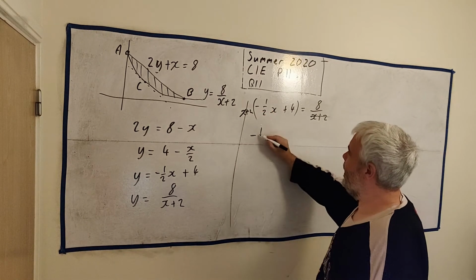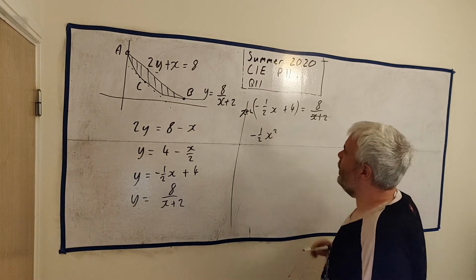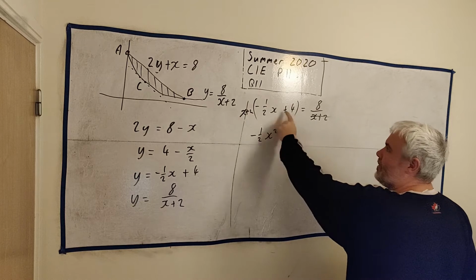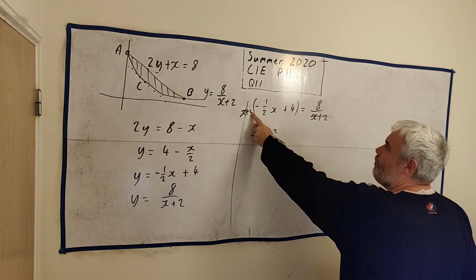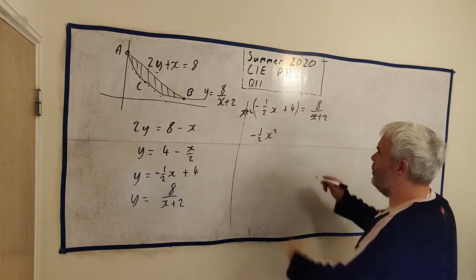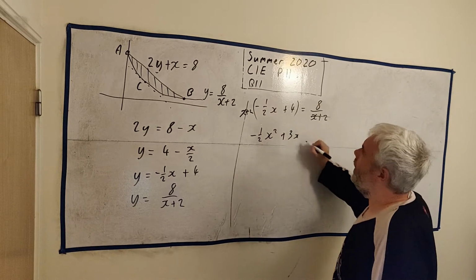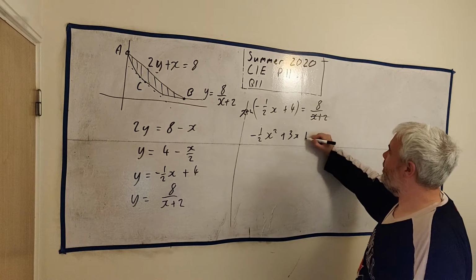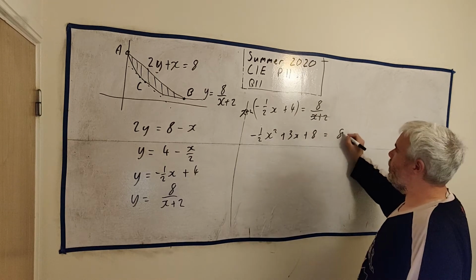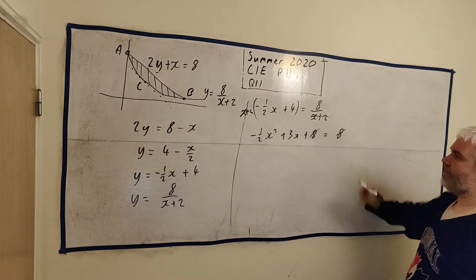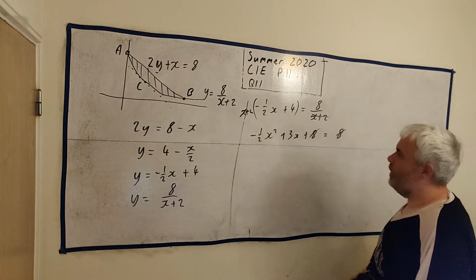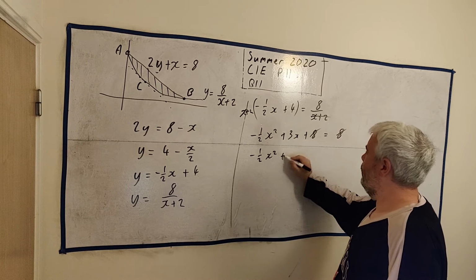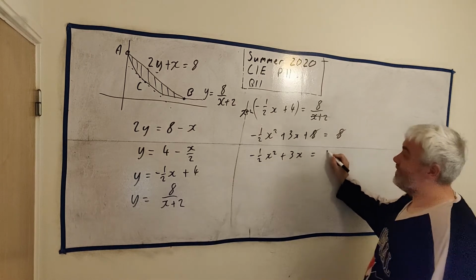We get minus a half x squared. How many x's do I get? I get 4x here, and I get minus 1x here. So I get 3x. And then what numbers do I get? 2 times 4. I get 8. All that equals 8. Well, the 8s cancel. And we're left with minus a half x squared plus 3x equals 0.